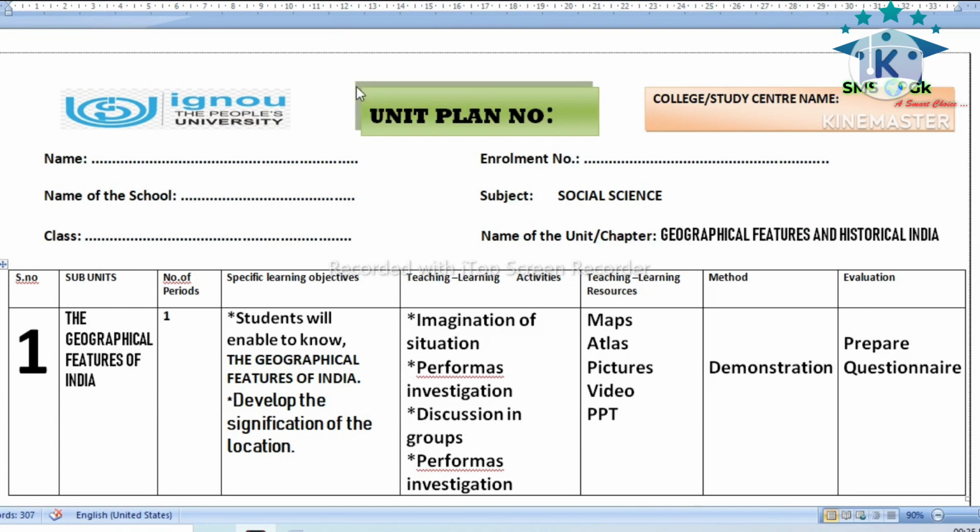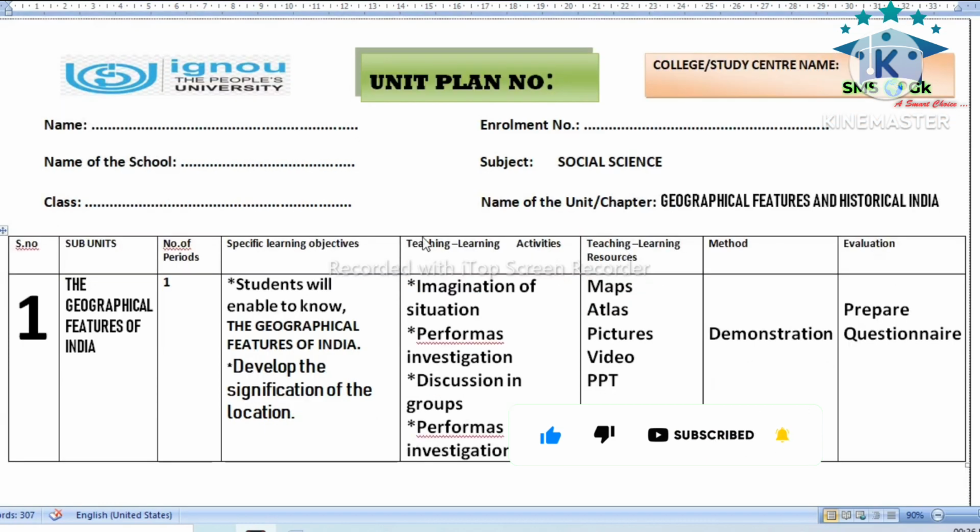Today we are going to learn how to write a unit plan. You can see my screen here, and this is my IGNOU logo. On the right side, you can write your college or study center name, and write here your name, enrollment number, name of the school, subject, class, and lastly the name of the unit and chapter.